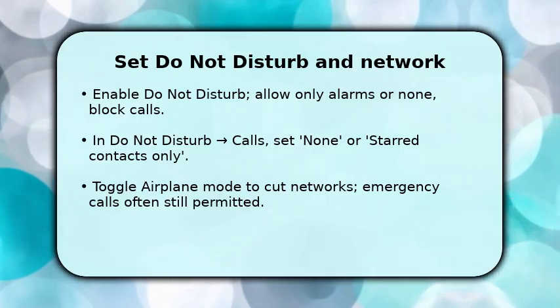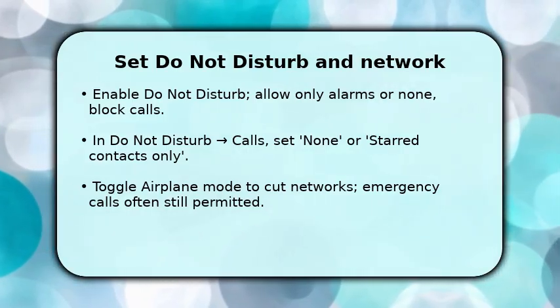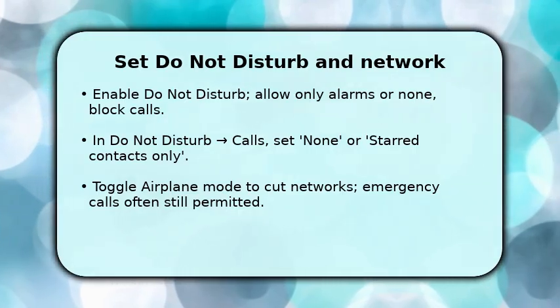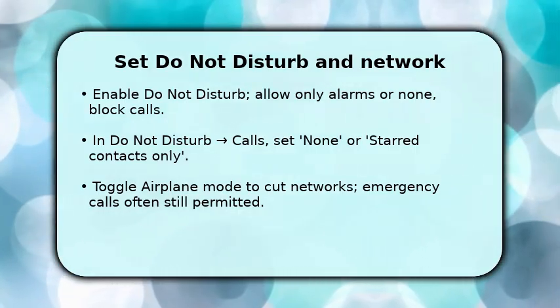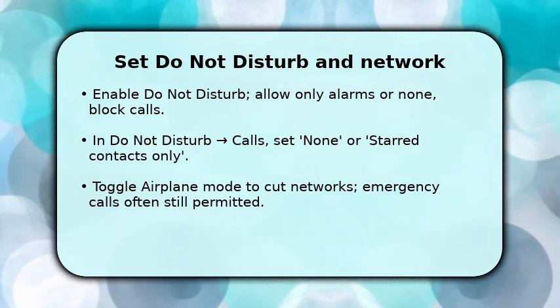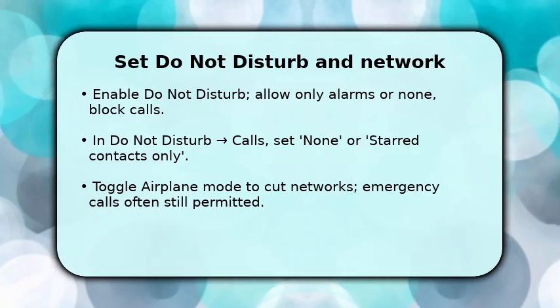Then turn on airplane mode from quick settings to suspend cellular service. On most Android builds, emergency calls remain possible even when radios are suppressed. Make sure Wi-Fi calling is off. That prevents routed voice over Wi-Fi from bypassing your blocks.